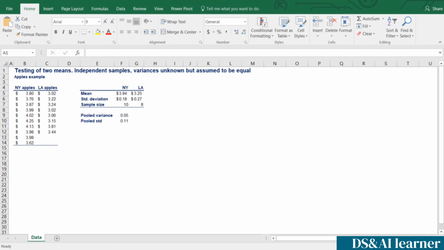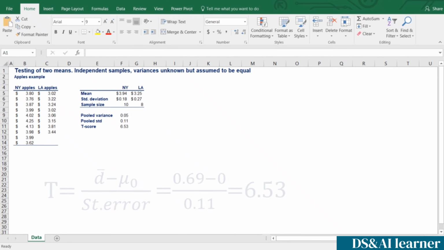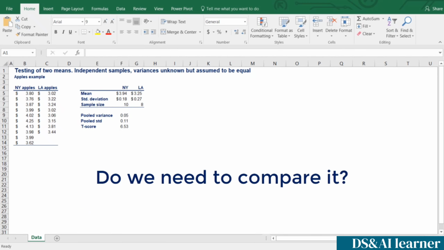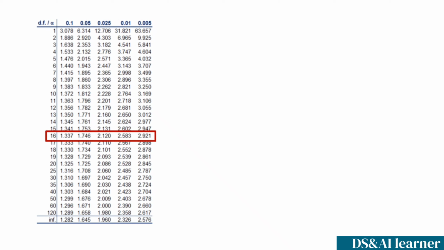Let's see the t statistic formula. Once again, the difference between sample means minus the difference between hypothesized true means divided by the standard error. After plugging in everything, we get a test statistic of 6.53. Do we need to compare it? This is by far the most extreme test statistic we have seen. You will have a hard time finding it in the t-table.